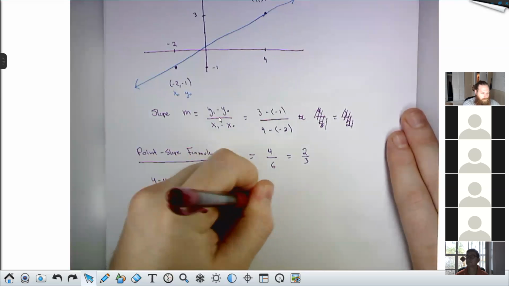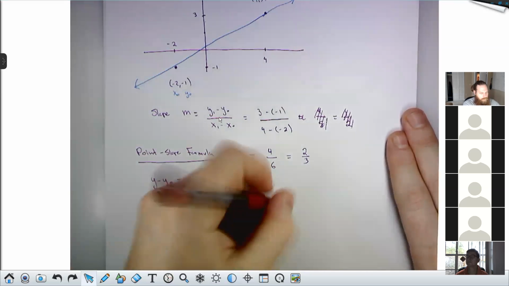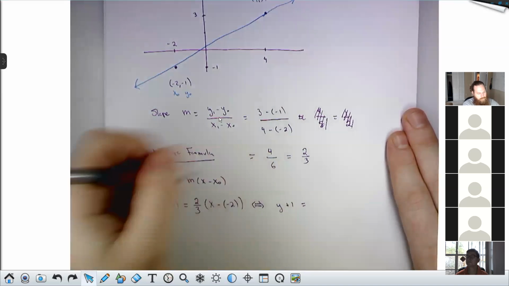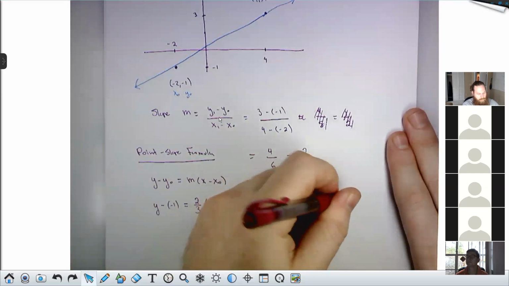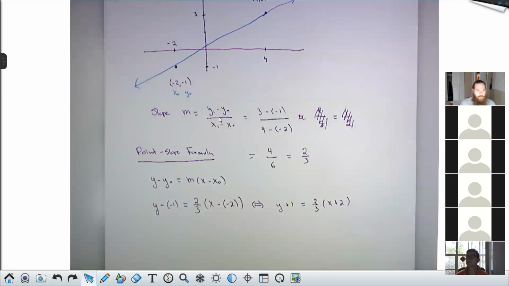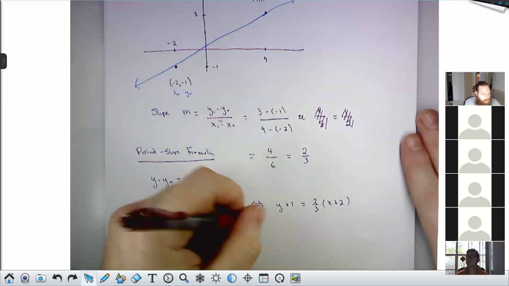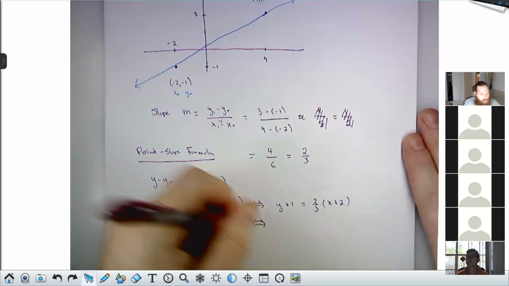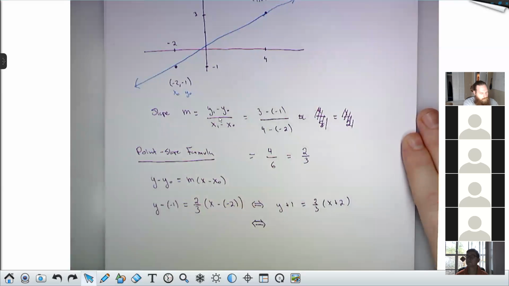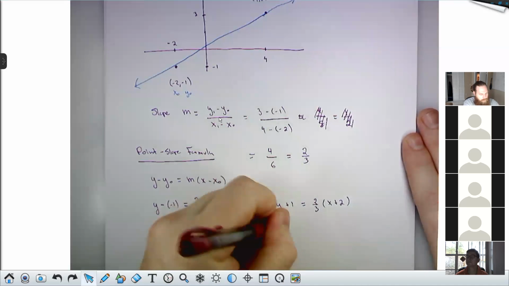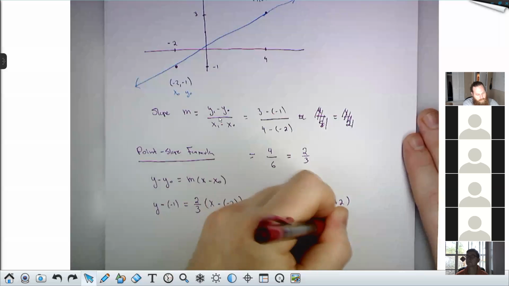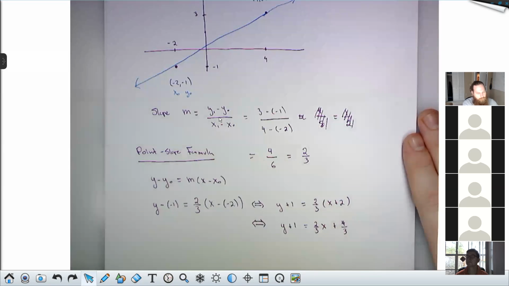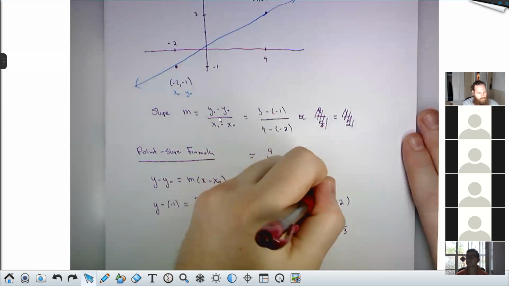We can clean this up a little bit. That's y plus 1 equals 2/3 times x plus 2. And there's no need to put this into y equals mx plus b unless the problem explicitly asks for it, but it's not a bad idea to practice the algebra. So if I wanted to put this into slope-intercept form, I would distribute the 2/3. So I get y plus 1 equals 2/3 x plus 2 times 2/3 is 4/3. So here I'm distributing this.